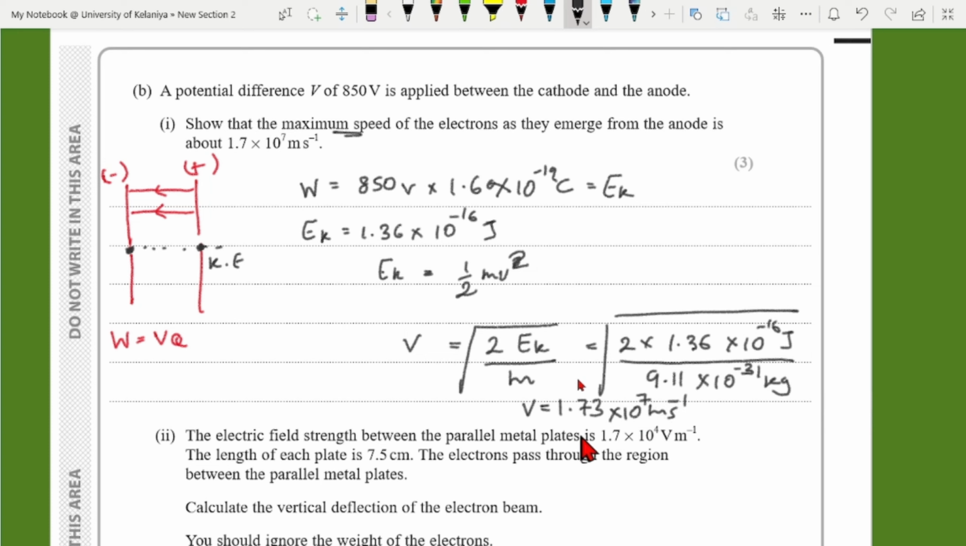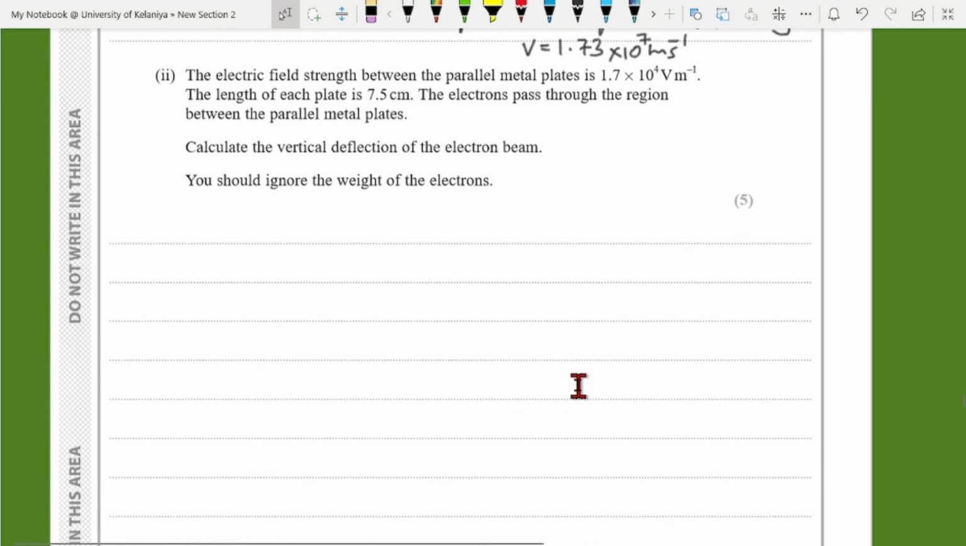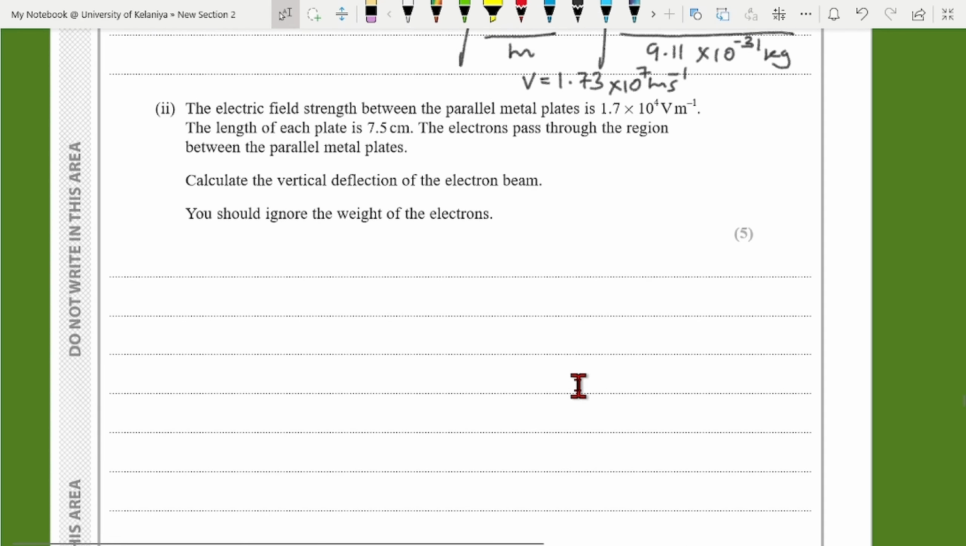Here you need to put your answer in 3 significant figures, because they have given the data in 2 significant figures, right? Okay, in the second one, they say the electric field strength between the parallel metal plates is 1.7 times 10 to the power 4 volts per meter. They have given the length of each plate, 7.5 centimeters. The electron passes through the region between the parallel metal plates. Calculate the vertical deflection of the electron beam. You should ignore the weight of the electrons, right?